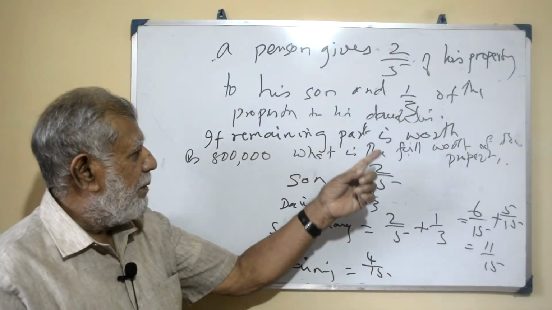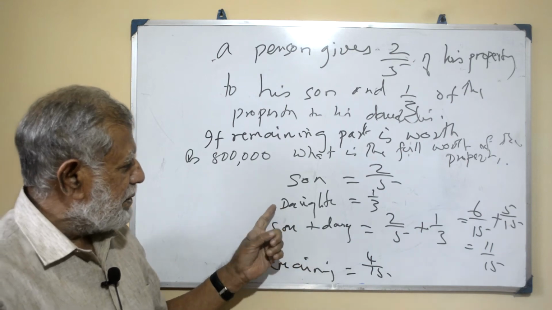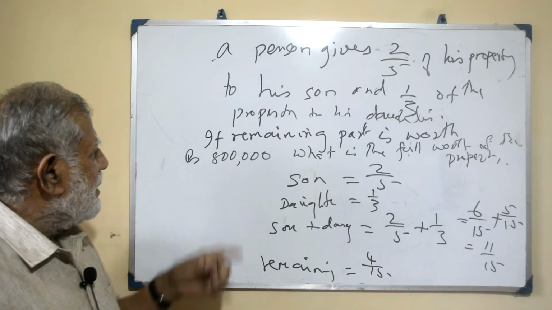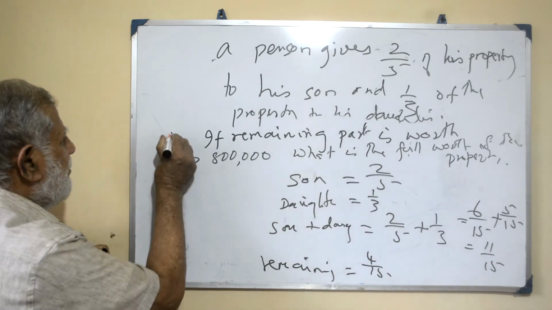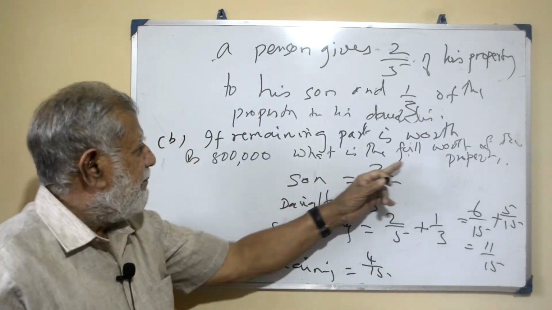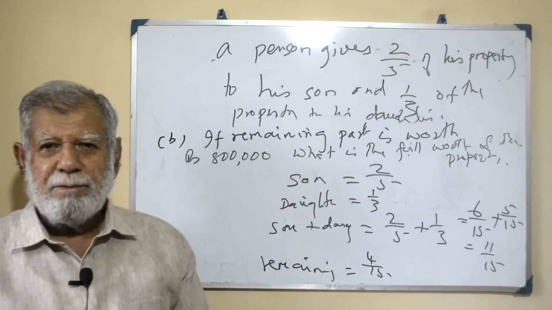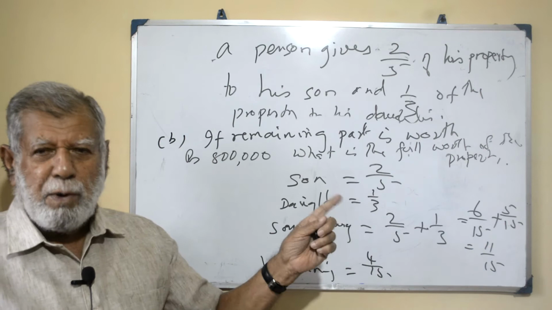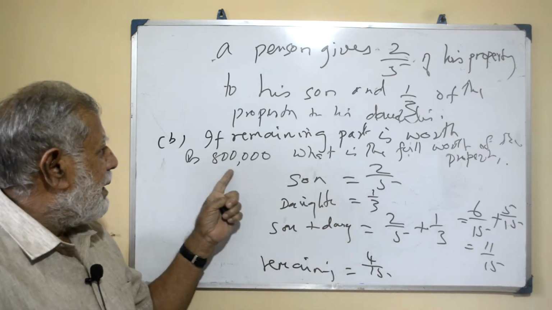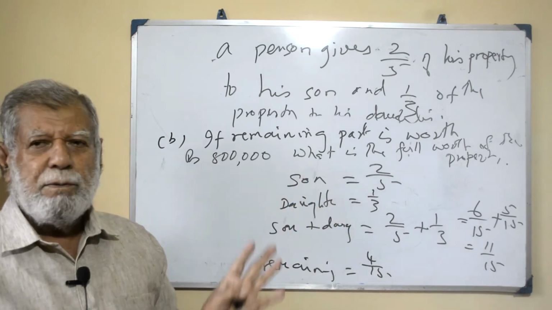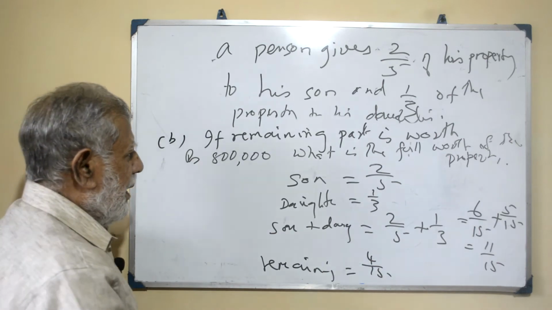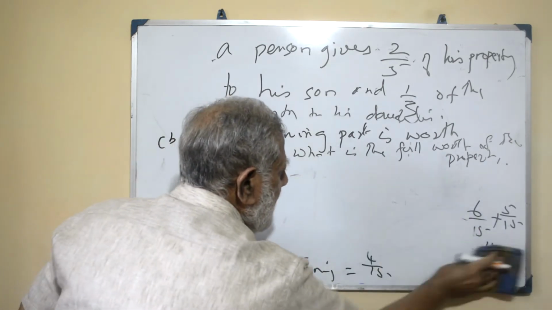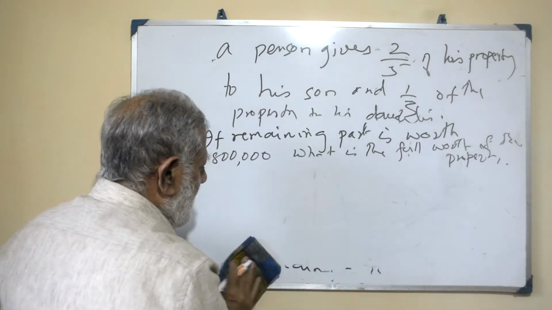Okay, now we come to the second part of the question. We have found the remaining part is 4/15. The second part of the question, we'll say B part, is, if the remaining part is worth 800,000 rupees, that is, 4/15 of the property is valued at 800,000 rupees, what is the full value of the property? So we have to find the answer for that.